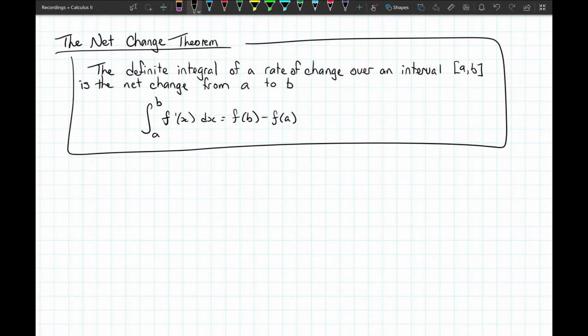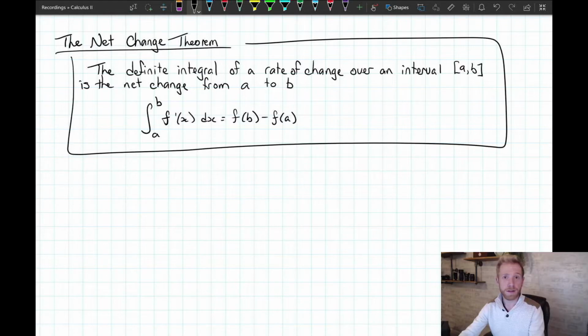So the net change theorem, put quite simply, says that the definite integral of a rate of change over an interval from a to b is the net change from a to b. The definite integral of f prime of x from x equals a to x equals b is simply f of b minus f of a. So if you think about it, for any physical quantity where we know its rate of change, by integrating over an interval, we'll figure out the net change.